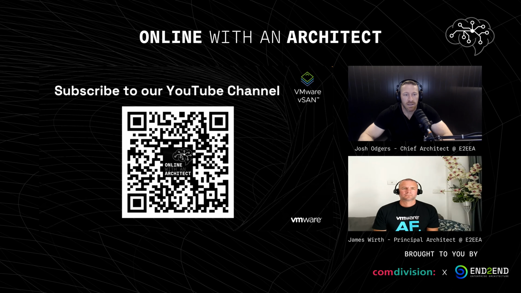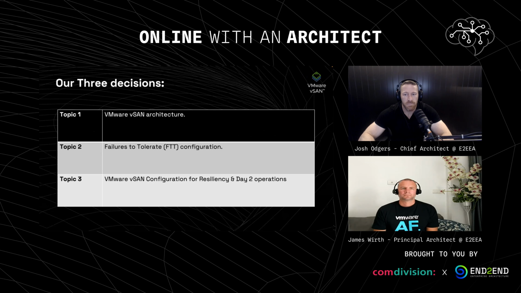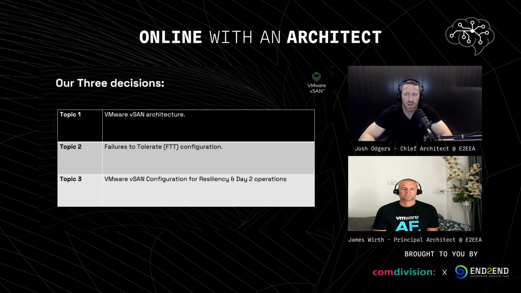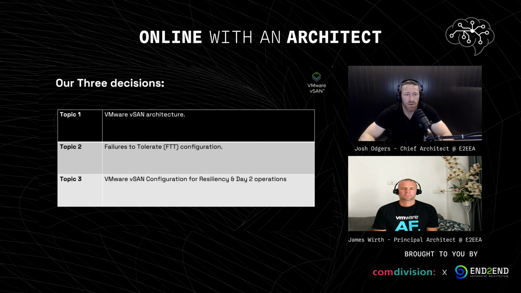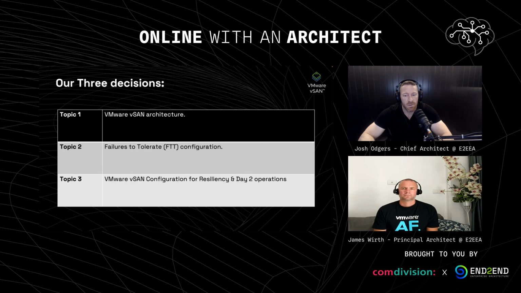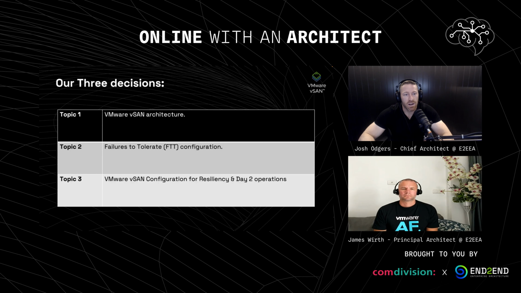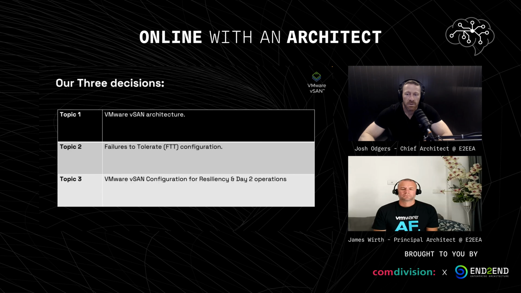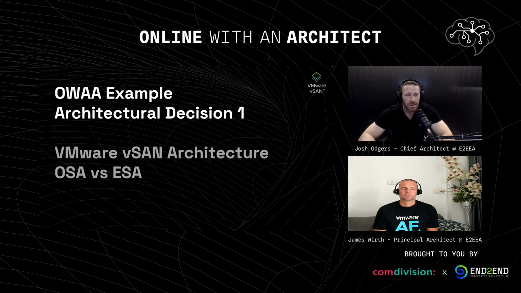So today we're going to talk about three decisions. We're going to talk about vSAN architecture, so OSA, original storage architecture, versus the express storage architecture, or ESA. We're going to talk about failures to tolerate configurations. And then the third topic, which I think is the one that's most neglected, is the configuration for resiliency and day two operations. So let's jump straight into OSA versus ESA.